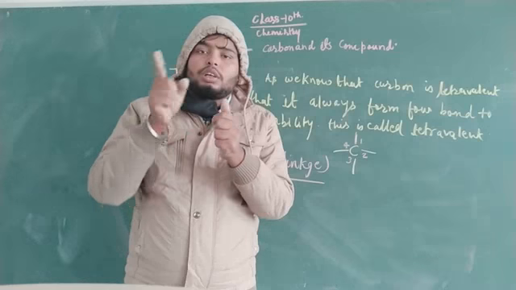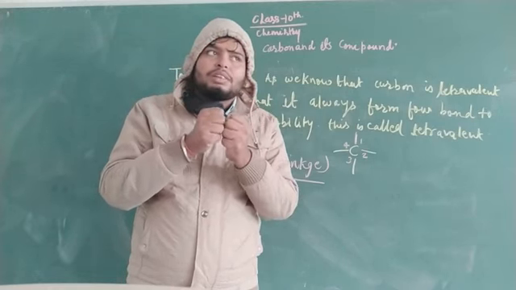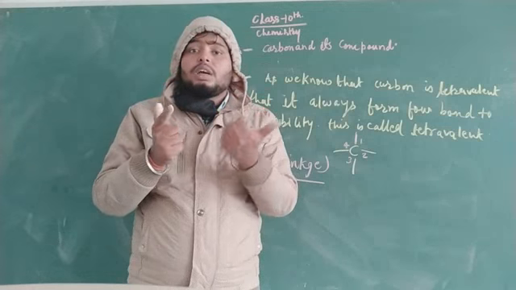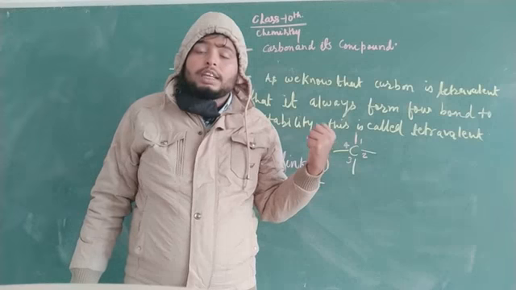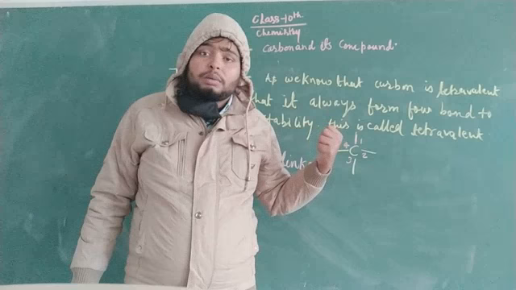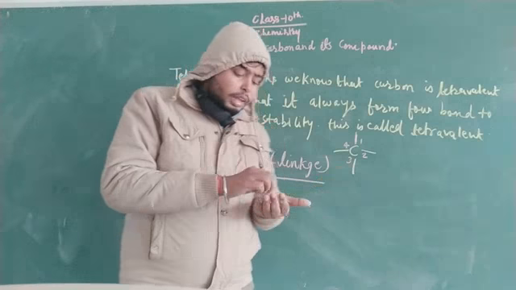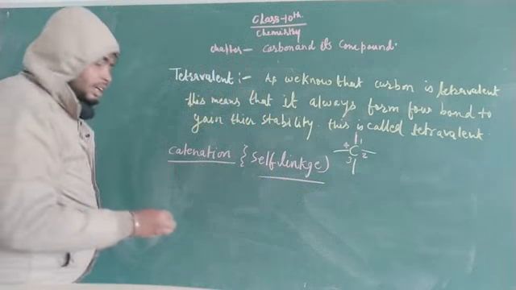Carbon is not the only atom having this property. There are many elements in the periodic table having this property of self-linkage, but carbon is one of them. And the most important unique property of carbon is catenation. You have to write the definition of catenation.